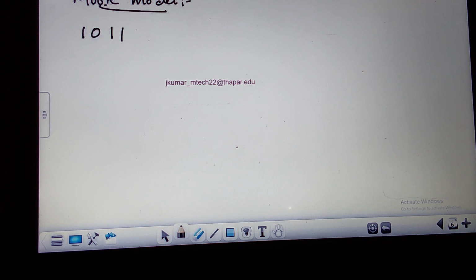This is my pattern 0, 1, 1. Oh, sorry, 1, 0, 1, 1. The Moore model I want to write. So first state I can take what? Got nothing state. Where does the output depend on what? Only the present state. I can write Z here. Z is the output. It's depending only on the present state, not on the present input. Got nothing state.